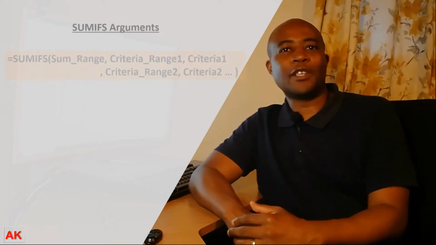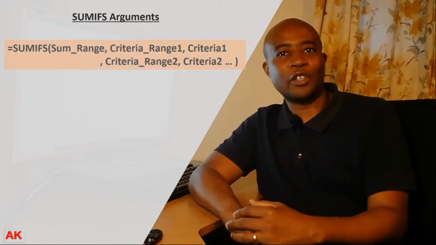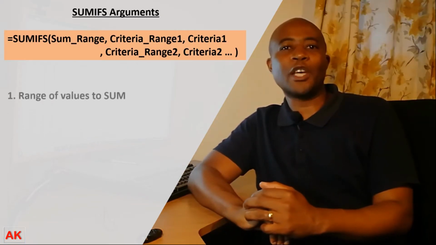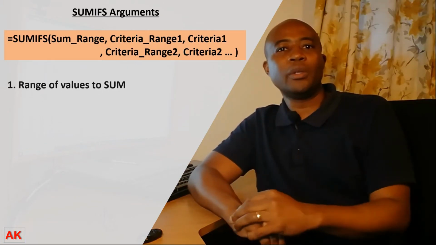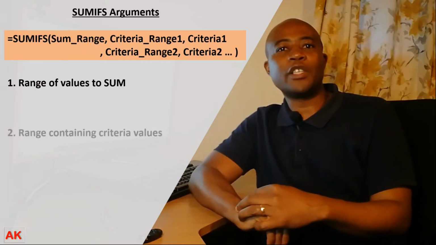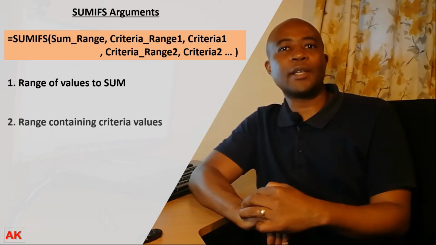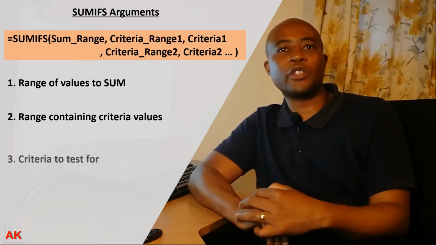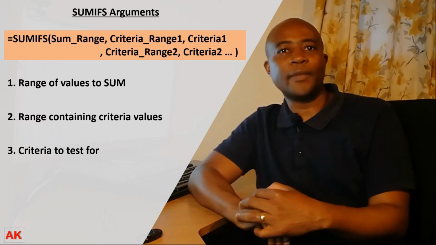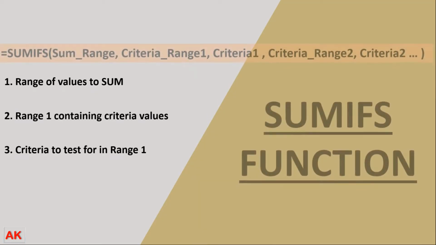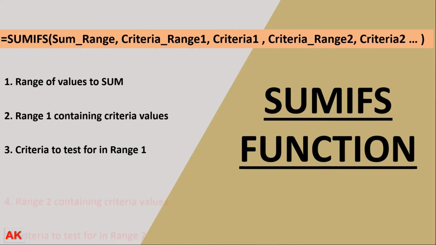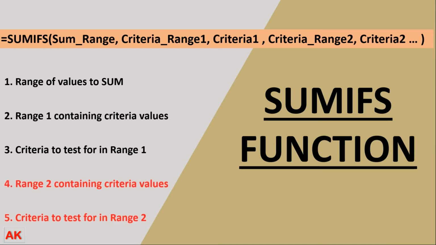The following arguments are prescribed for the SUMIFS function. 1. The column that contains the values we intend to sum up. 2. The range that contains the criteria values we are going to test. And 3. The criteria or test that defines those cells we are interested in. If we have multiple criteria to test, as we do in this example, we shall include another pair of arguments for the range that contains the criteria values to test and the criteria.